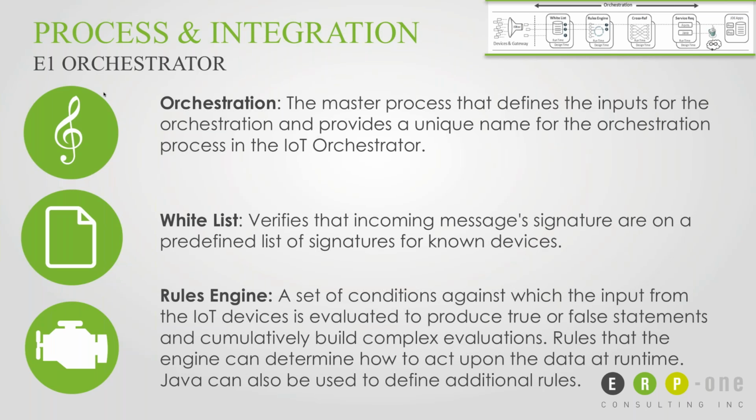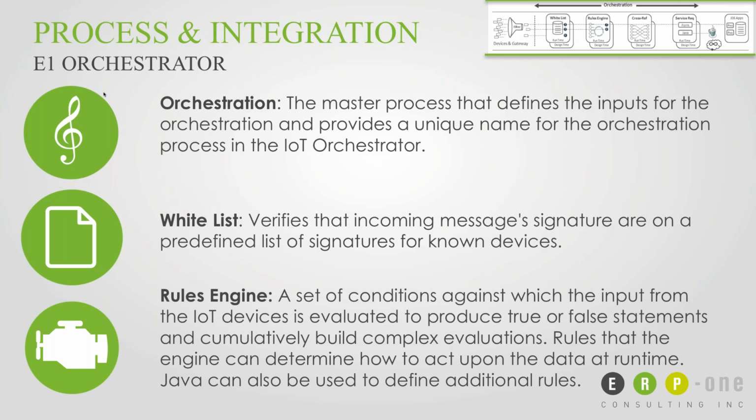Next is our rules engine. So basically, the rules engine says, here are the conditions for messages that I get from devices. And I basically measure those messages with true and false statements, and I can build complex logic from that. So in our real-world example again, let's say that acceptable tire pressure for those tires on the truck is between 30 and 40 PSI, pounds per square inch of pressure. And if we get any variance outside of 30 to 40, then that's a problem.